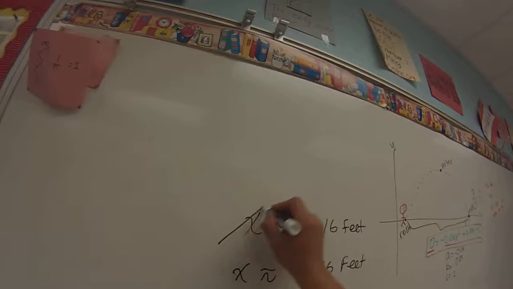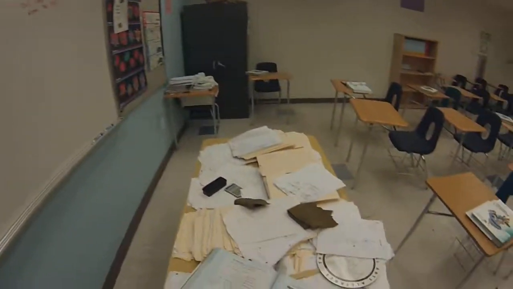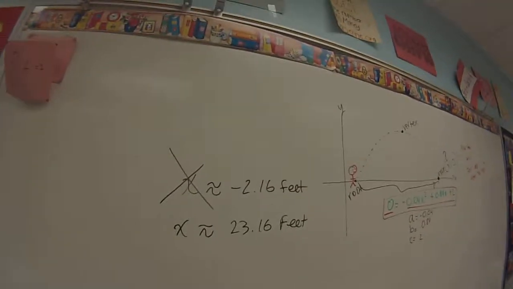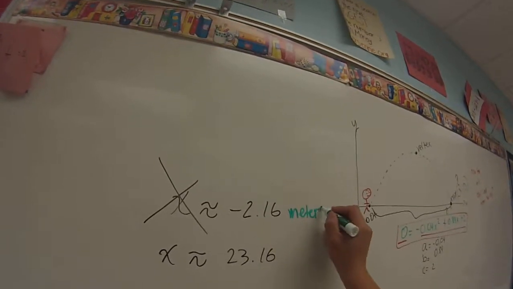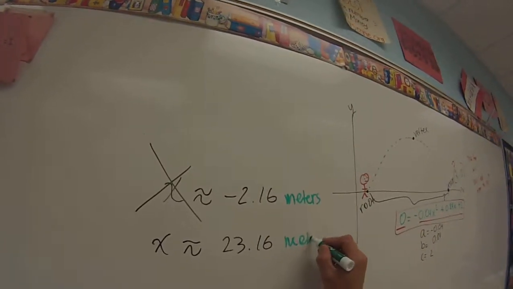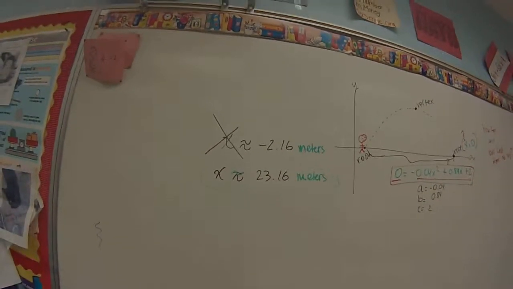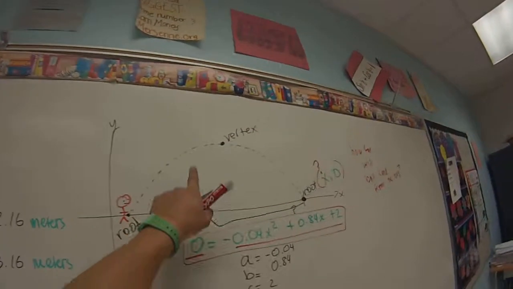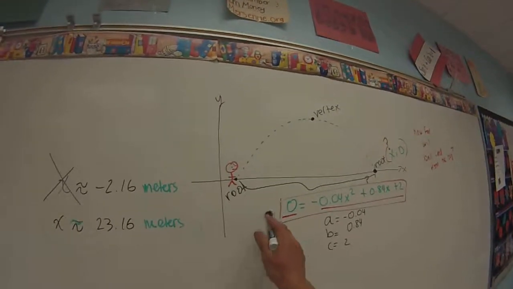We don't want the negative root because we're talking about distance, and distance is a positive quantity. Sorry, they use meters, not feet, in that problem. So the ball will land approximately 23.16 meters from the athlete after he throws it. You can look at that problem because they use the quadratic formula to find the answer.